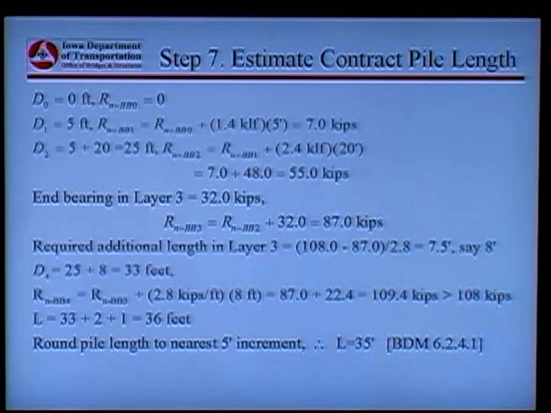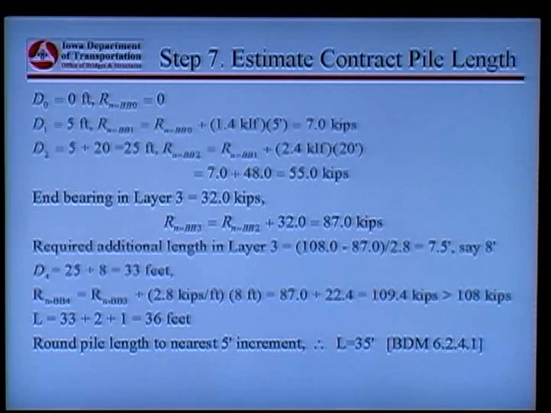So we determined required penetration or embedded length of 33 feet plus 2 feet of embedment requirement for the integral abutment into the pile cap, plus 1 foot of cutoff. So we need a total length of 36 feet. The norm here is that we usually round the pile length to the nearest 5 feet increment. So at the end, we say that the contract length required is 35 feet, based on the calculation up to this point.